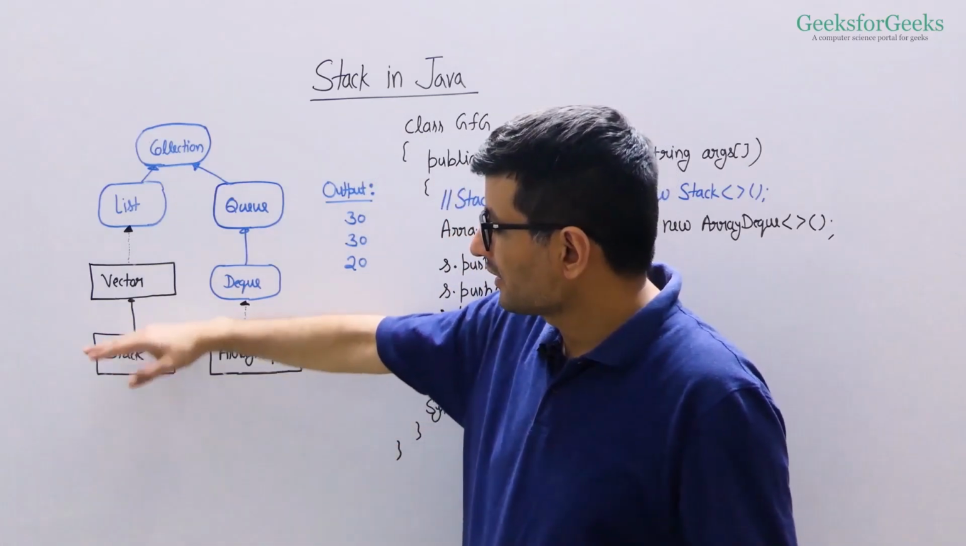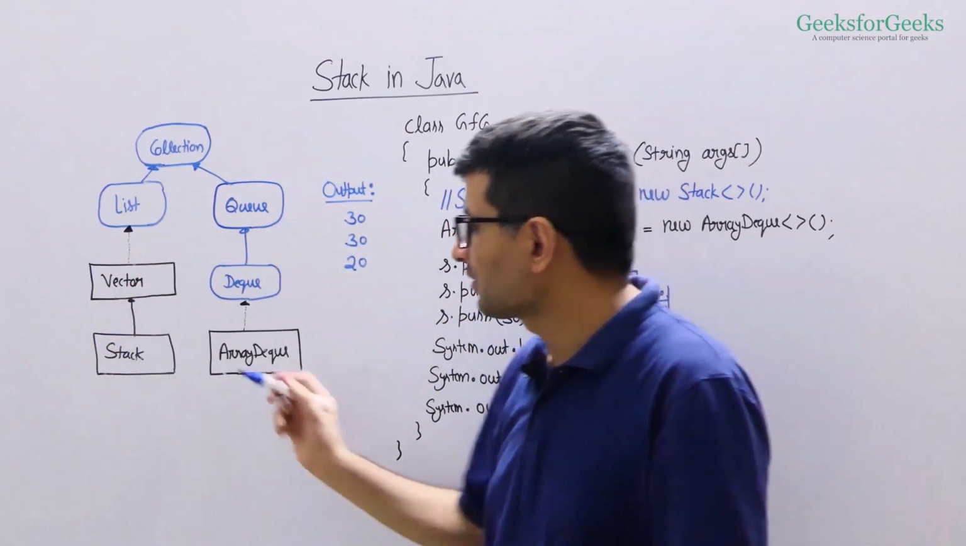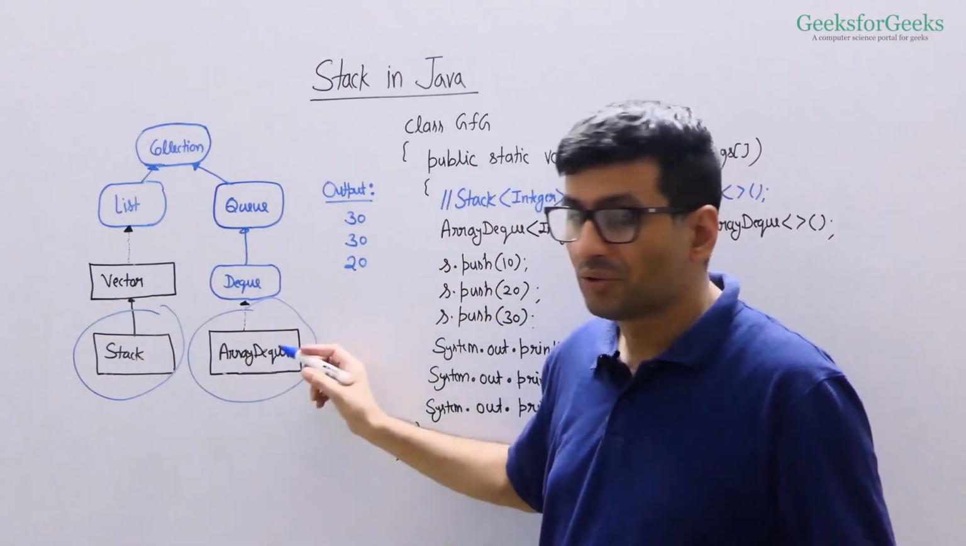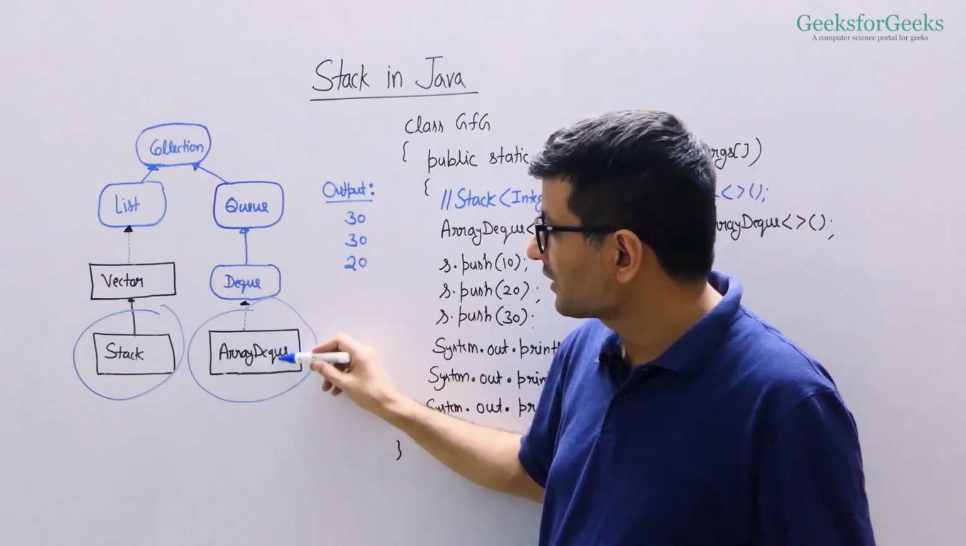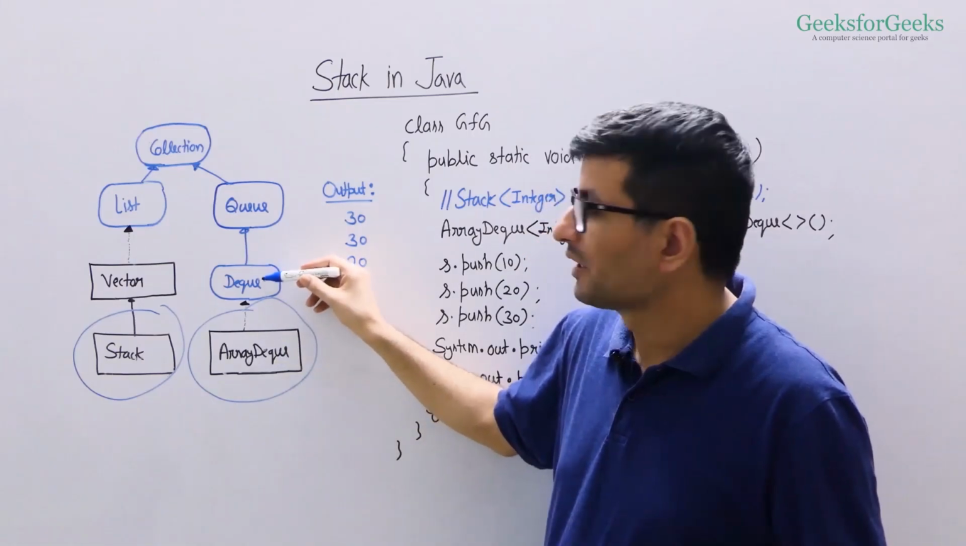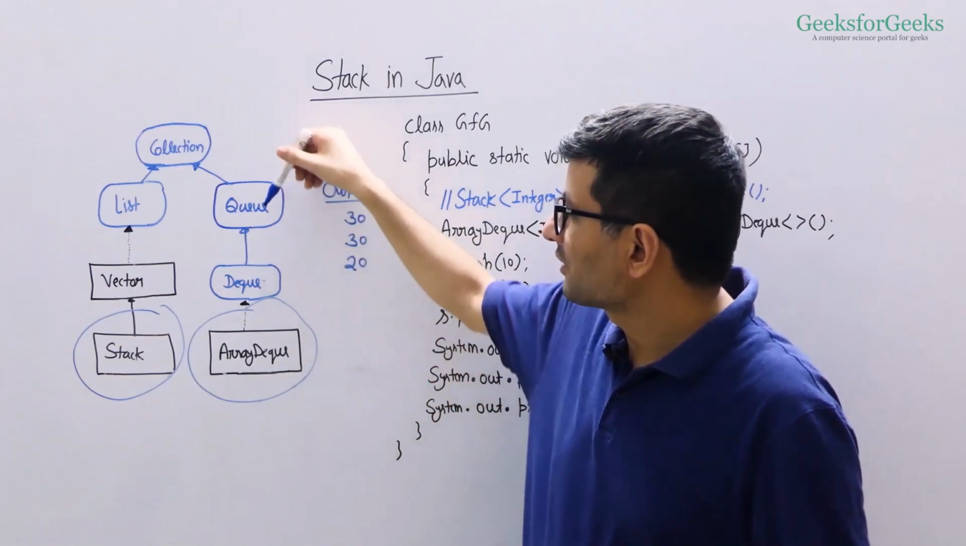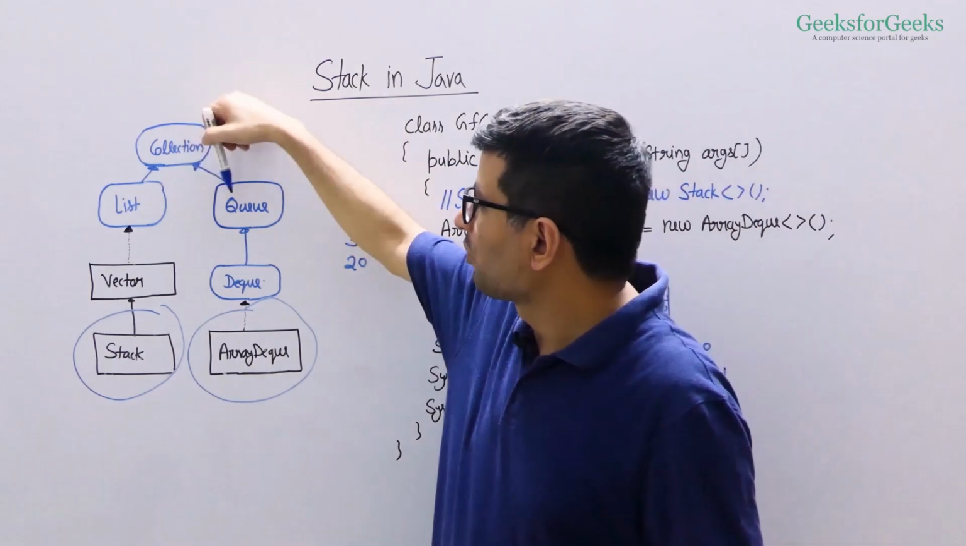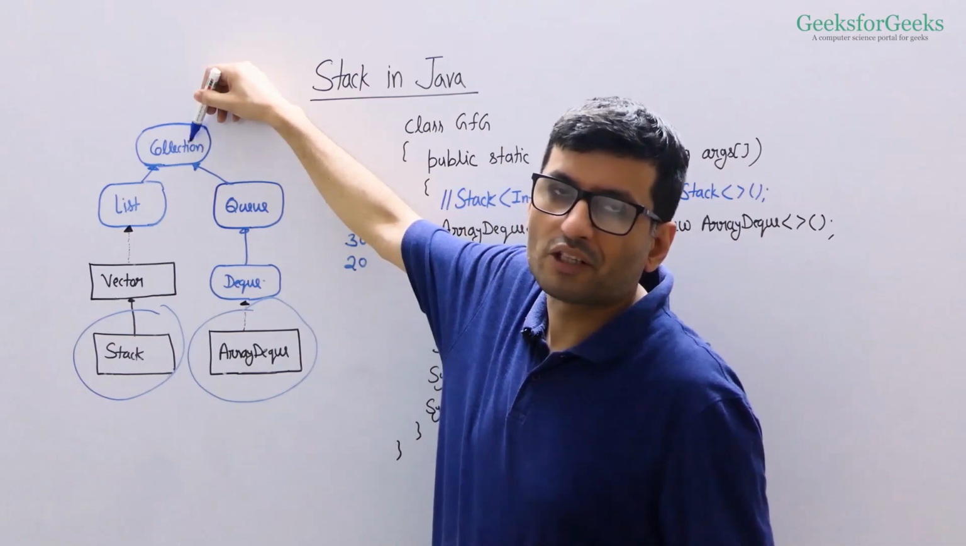The Stack class extends the Vector class. So these are the two classes we are talking about, Stack and ArrayDeque, and the ArrayDeque class implements the Deque interface. And the Deque interface is a child interface of the Queue interface, and these two both are children of the Collection interface.